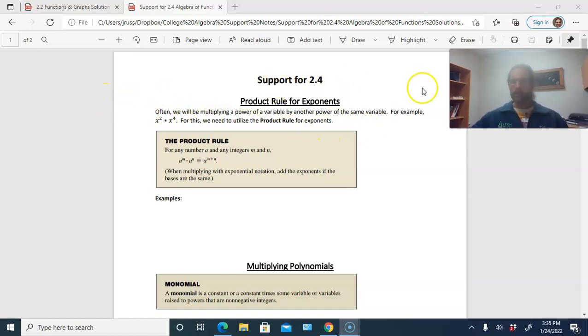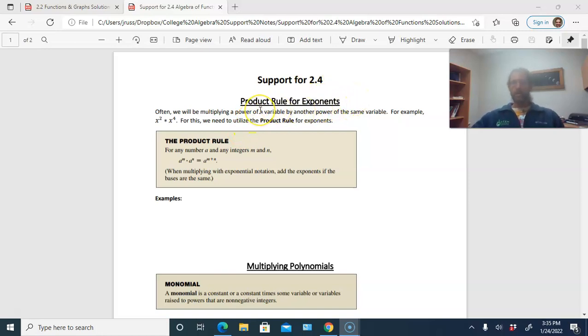Alright, welcome back guys. We're going to go over the support material for section 2.4. Okay, so first it says product rule for exponents.